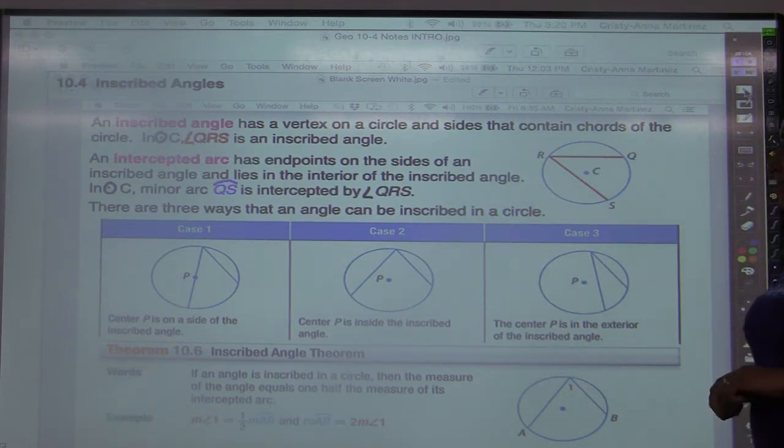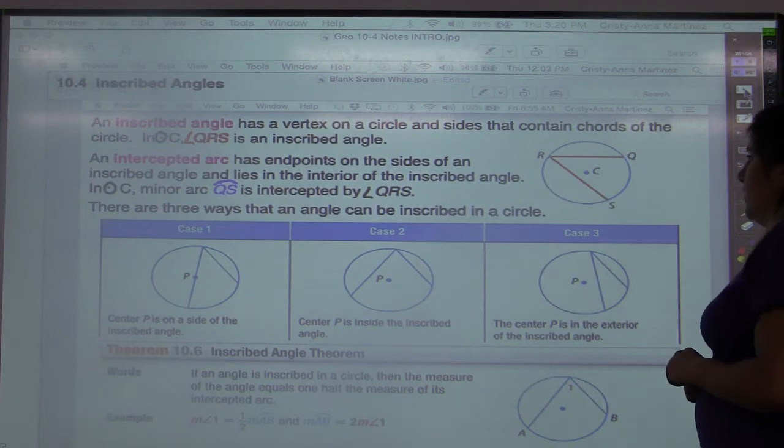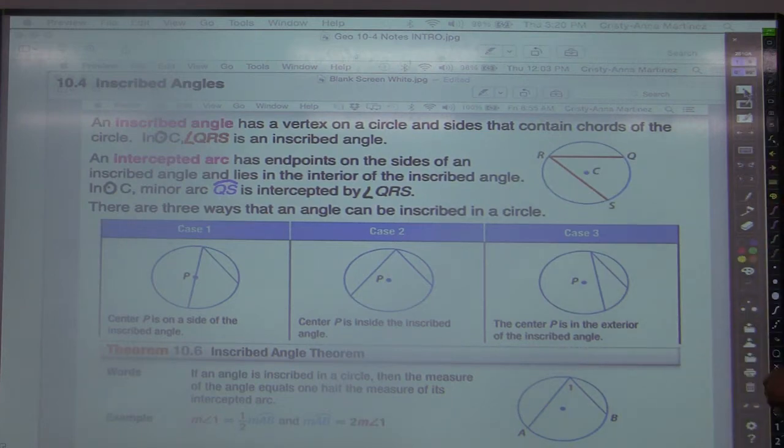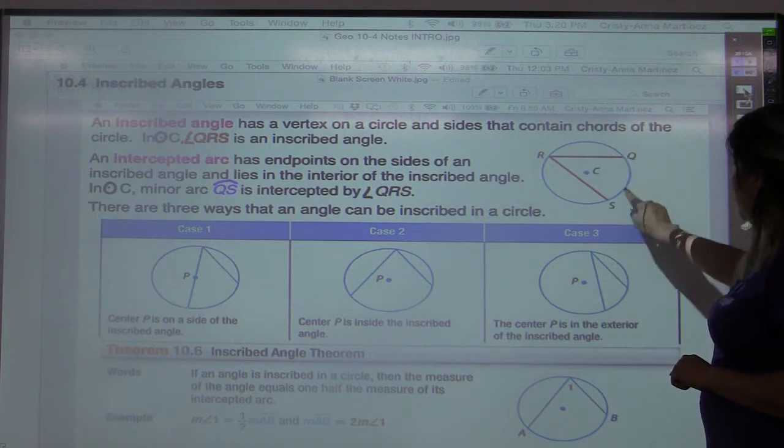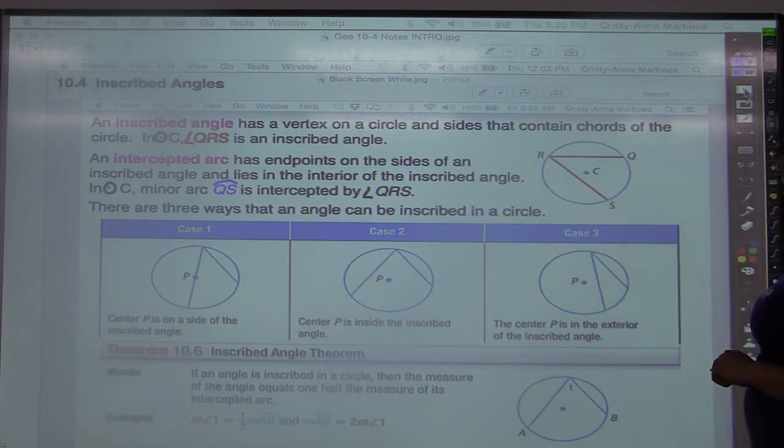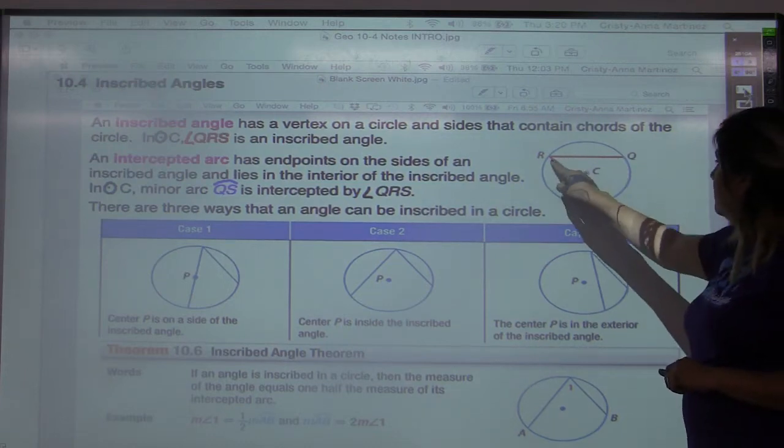An intercepted arc has endpoints on the sides of an inscribed angle and lies in the interior of the inscribed angle. So in this case, in circle C, the minor arc, which is QS from here to here, is the intercepted arc, and it's intercepted by angle QRS.